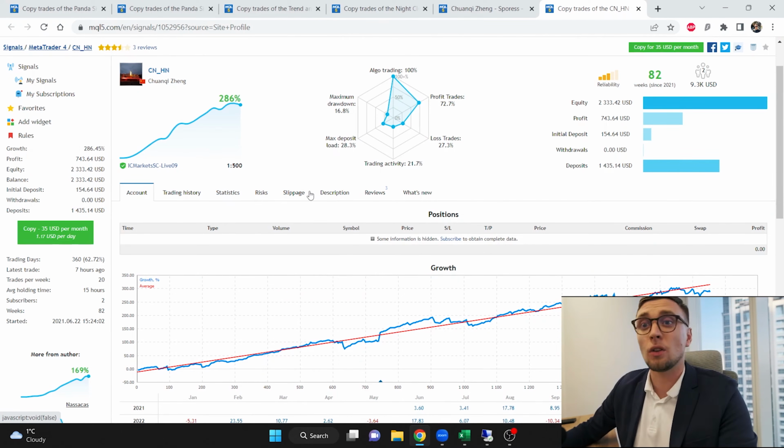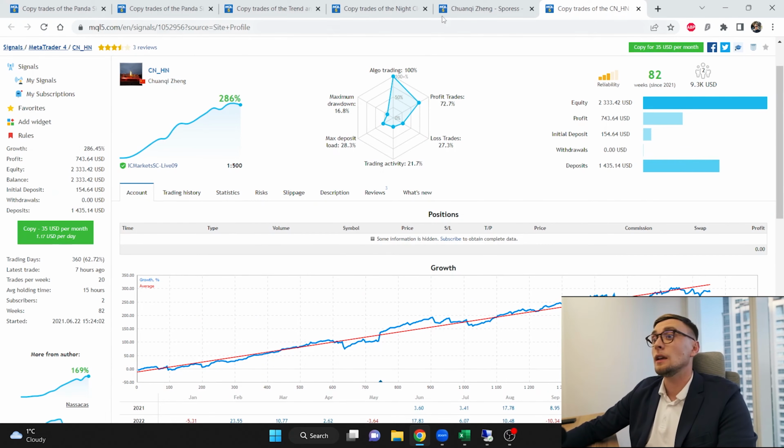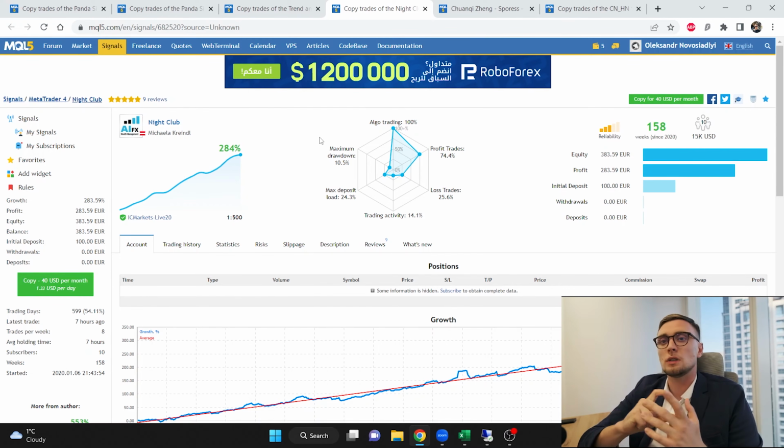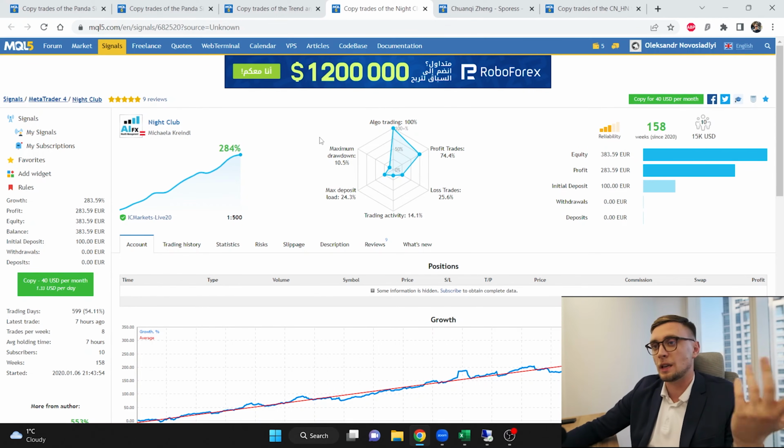Only one thing that I don't like in this signal, also in this one and the previous one, is that sometimes he is holding positions over the weekend, and there is some luck involved, you know, so we don't know exactly how the market will open on Monday night. So what I was doing from my side, every Friday I reduced the trading volume, and it was helping me to trade in a more confident way.